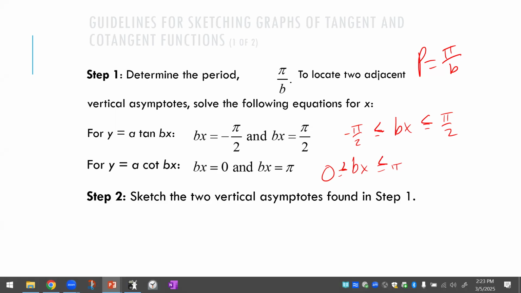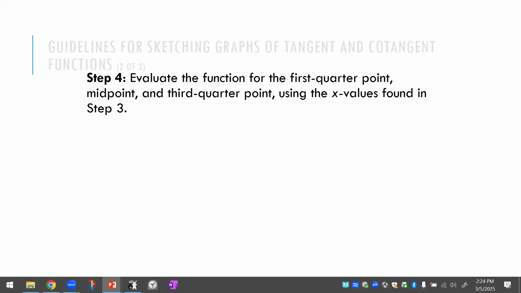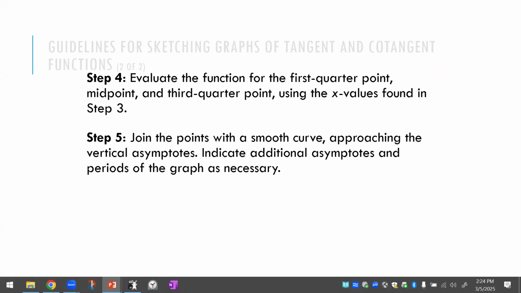Step 2 is to sketch the 2 vertical asymptotes found in step 1. So now I have my vertical asymptotes. I'm going to draw my vertical asymptotes. And then step 3 is just like before, divide into 4 equal parts. So I'm going to find the midpoint between each one, and then find the midpoint between the next two, and then find the midpoint between the next two. Step 4 is to evaluate the function for the first quarter point, midpoint, and third quarter point. Step 5 is to connect the points with a smooth curve, and then the rest are just going to indicate that they are asymptotes.